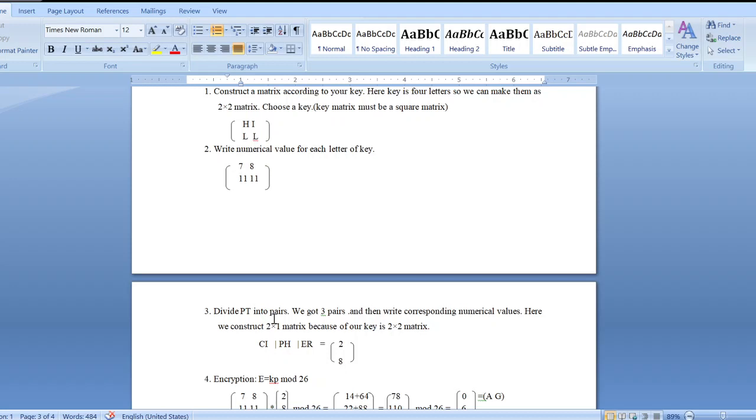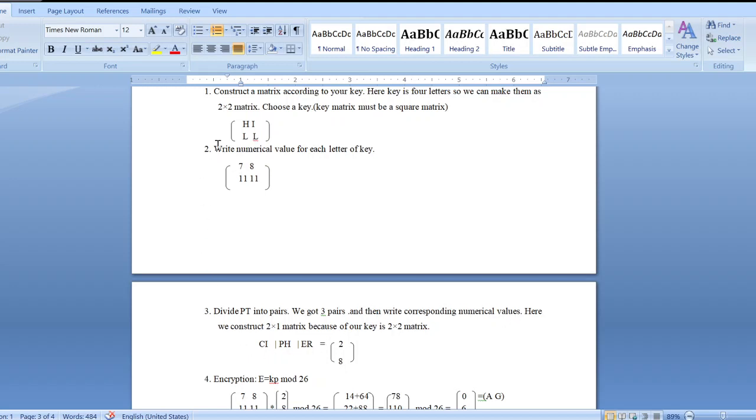So the Hill substitution cipher is a block cipher. That means we convert the entire data block by block. Initially, we divide the plain text into pairs. We got 3 pairs: CI, PH and ER. So we write the corresponding numerical values for these pairs.